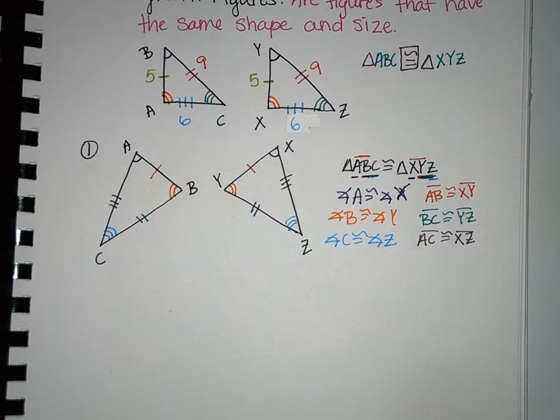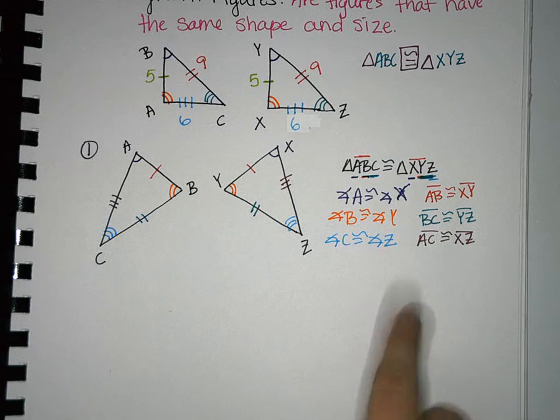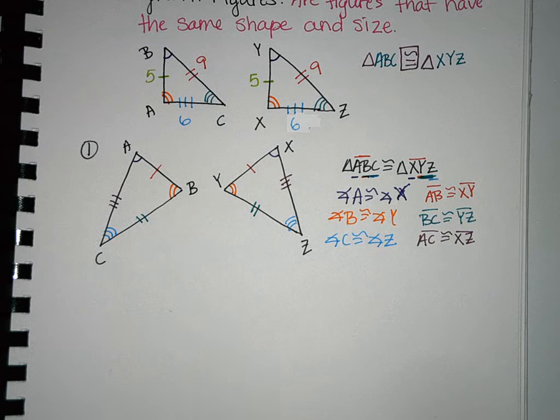So the first part of your assignment is going to just be asking you to list out congruent sides and congruent angles based on a picture and a statement. So pretty much what we did right here is what the first 4 or 5 questions are asking you to do.